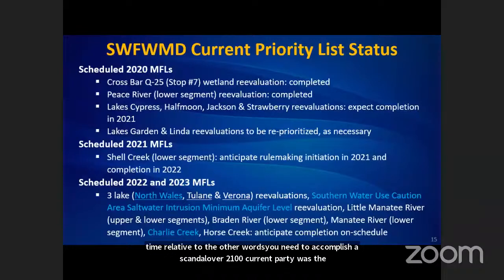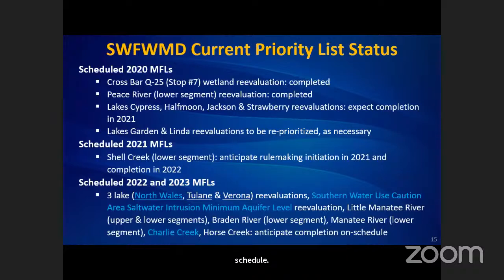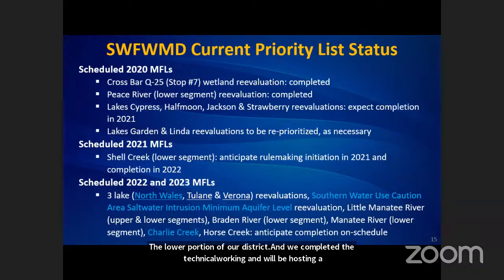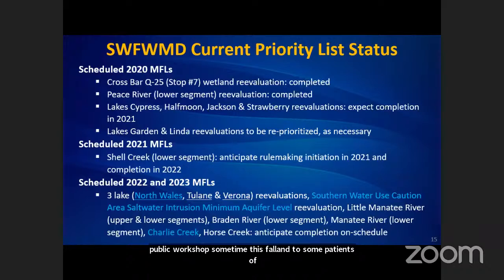Schedule for 2021 on our current priority list and schedule is the development of new minimum flows for the lower segment of Shell Creek, the lower portion of our district, and we've completed the technical work on that, and we'll be hosting a public workshop sometime this fall in anticipation of initiating and completing rulemaking later this year or maybe early into 2022.